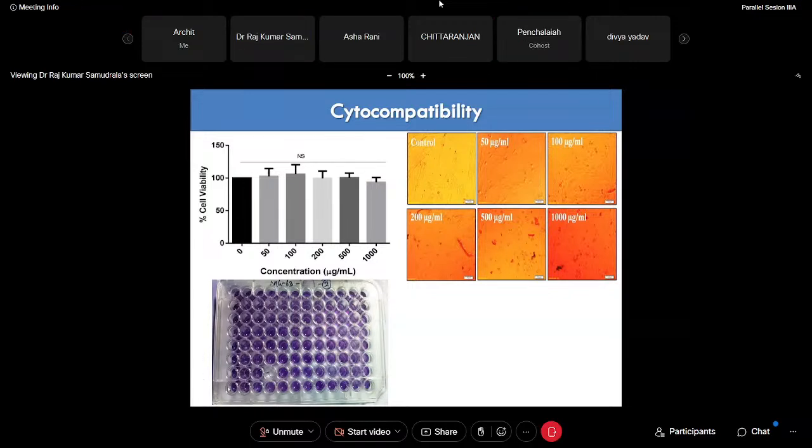We can also observe the presence of formazan crystals. In the right side image, we can see the live cells with flake-like structure. Even at a higher concentration, we can see the flake-like structures. This is also one of the evidences that cells are viable in the presence of the material.